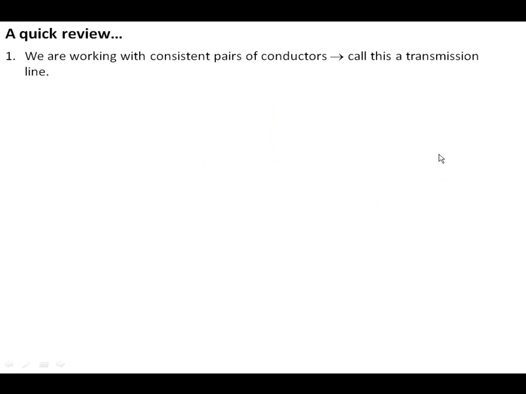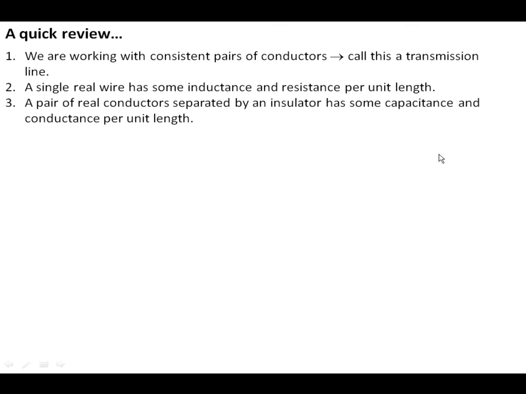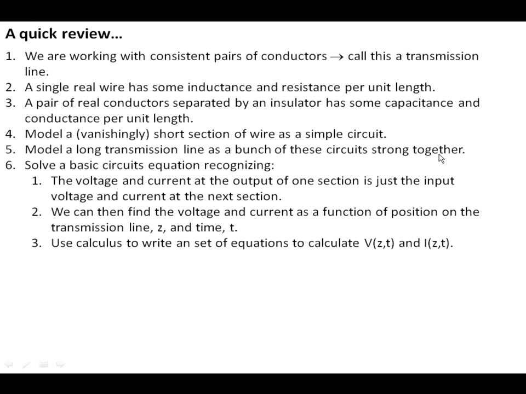So let's review before we go on, because we need to know where we're sitting. First of all, we're working with consistent pairs of conductors. They have some spatial symmetry and they don't vary along their length, and we call this a transmission line. We know a real wire has some inductance and resistance per unit length. A pair of conductors separated by an insulator has some capacitance and conductance per unit length. We call these C and G. We're going to model a vanishingly short section of this wire as a simple circuit, which is what we just did before. And we make a long transmission line as a bunch of these circuits strung together.